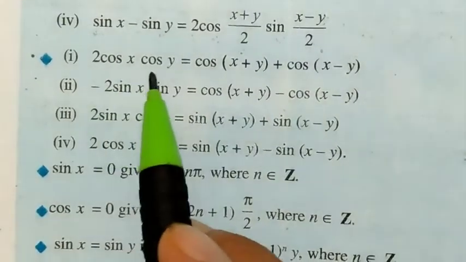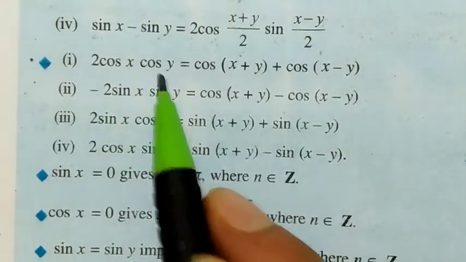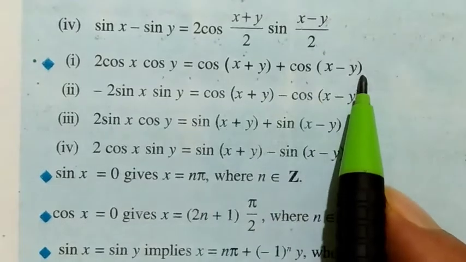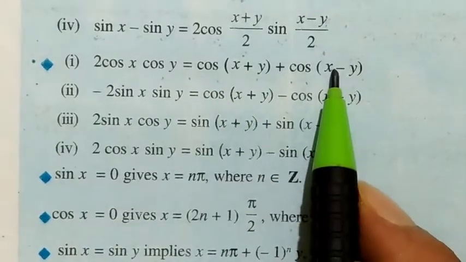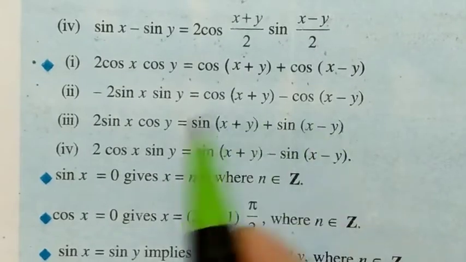Now 2 cos x cos y. This you can easily get with this. 2 cos x cos y is equal to cos of (x plus y) plus cos of (x minus y). This cos(x+y), cos(x-y), sin(x+y), sin(x-y): we have discussed the short trick in the first part.